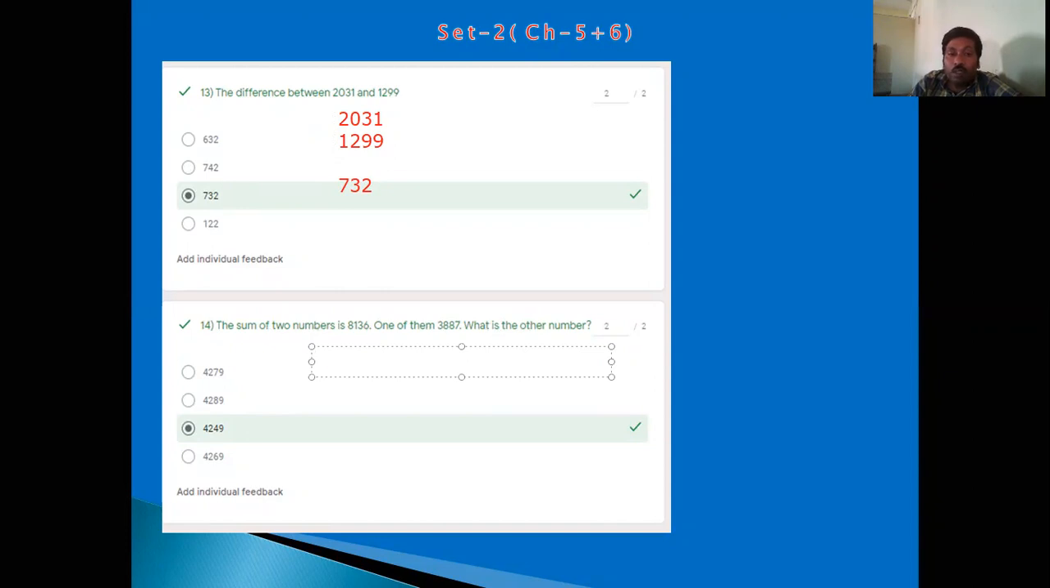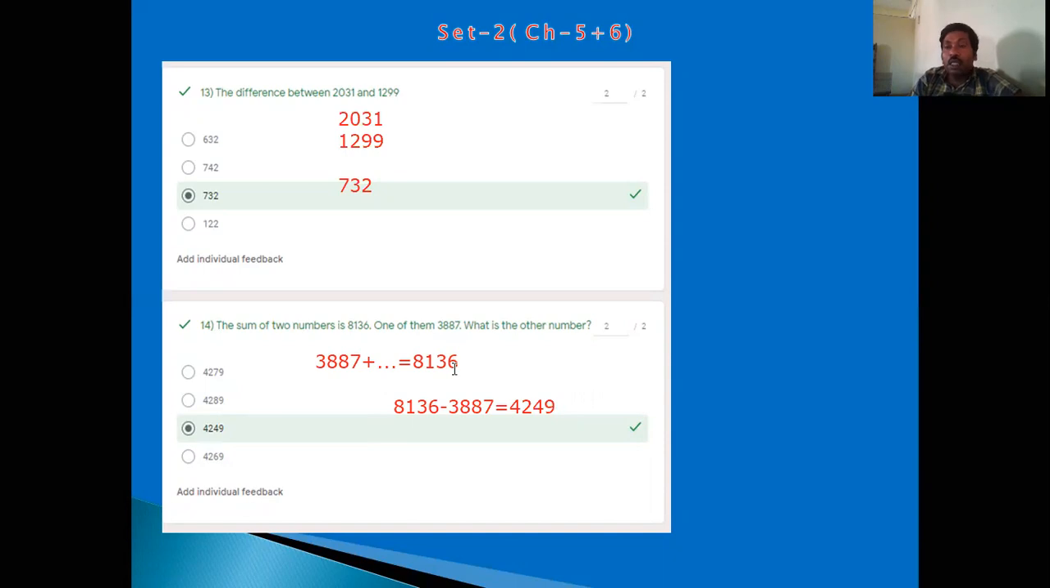Sum: one of the numbers is 3887. Which number do we want to add? We get the sum 8136. Which number comes here? How can we find it? When we subtract 3887 from 8136, we get 4249. Okay, so we can solve this type of question.